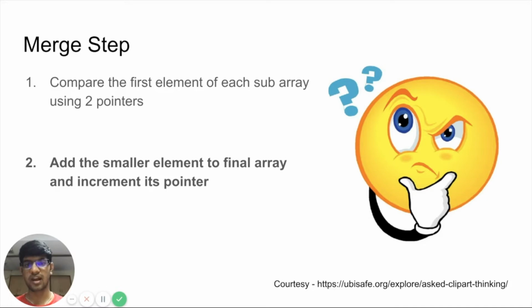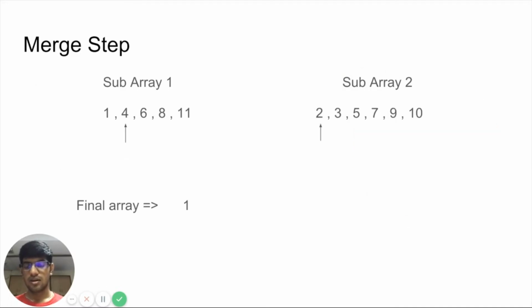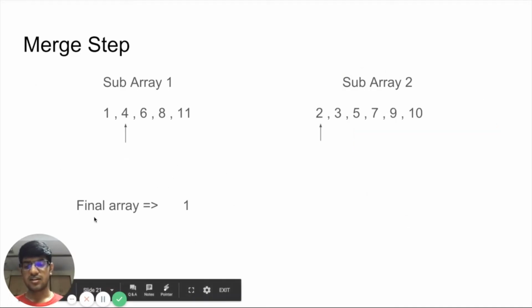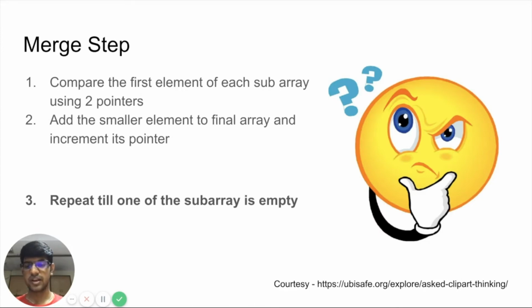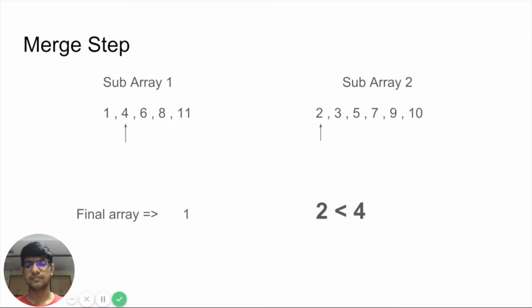Let us look at this step in action. Now, the final array that we'll be forming out of the combination of these subarrays contains 1, and as you see, we have incremented the pointer in the first subarray by 1 since its first element has already been taken. The next step is to repeat each of these above steps till one of the subarrays is empty. That is, the pointer of that subarray exceeds the length of the subarray.